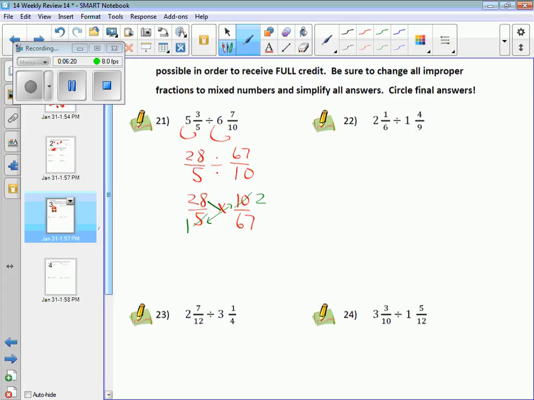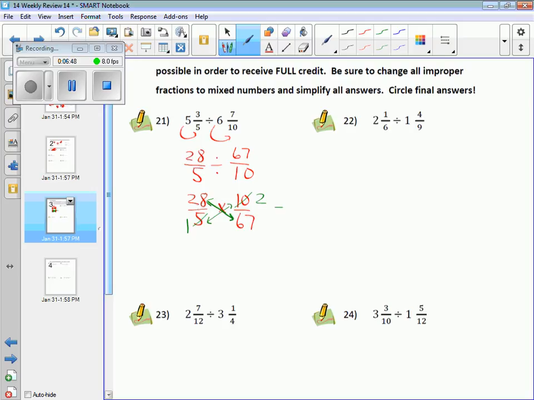Now I'm going to look at 28 and 67. And again, this is why divisibility rules is so important, because I'm trying to find a number, if it exists, that can go into 28 and 67. Well, 67 is a prime number. And unless 28 can go directly into 67, which it can't, there is nothing that will go into both 28 and 67. So we've got to leave that alone. There's nothing that we can do with it.